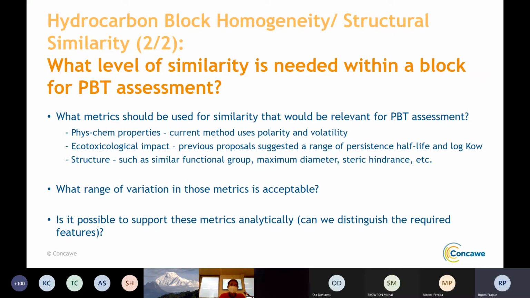Should they be structurally similar? And so this really is getting into the details that we were discussing earlier of, well, what does that mean exactly? Does it mean that they have to have a similar functional group, a similar maximum diameter for the molecule, a certain type of steric hindrance, etc.? I'm hoping that in the conversations we can get an idea from you, the audience members, of which of these would make the most sense, or should it be a combination? And then once we've decided on the metrics, what range of variation is acceptable? And can we support the metrics that we decide upon analytically?